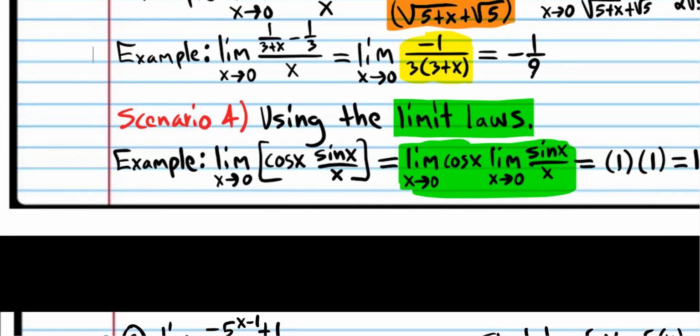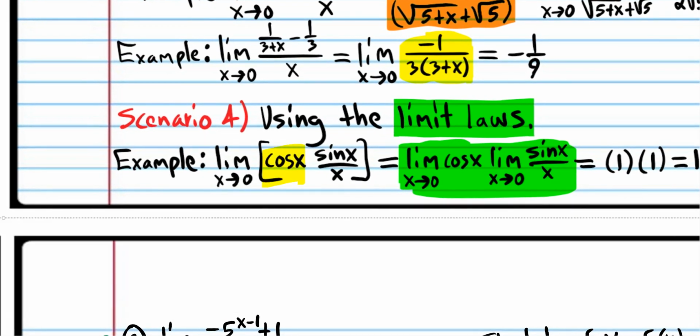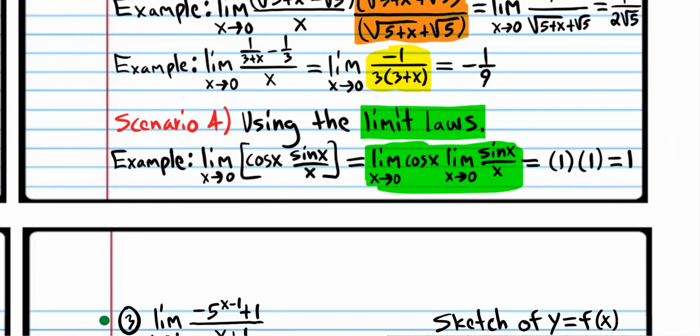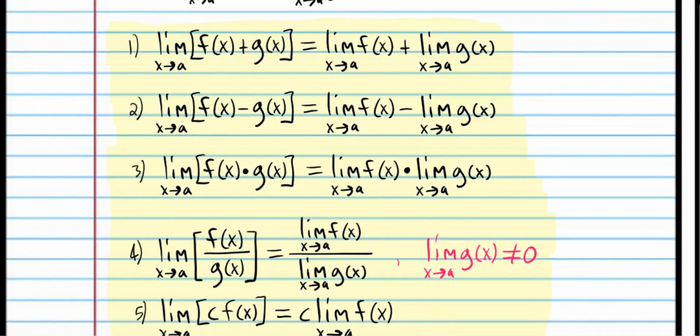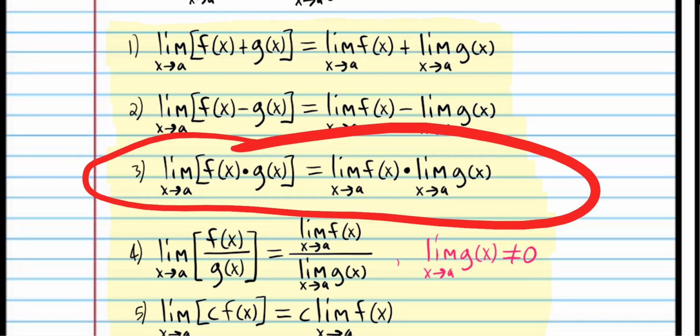We can also use the limit laws. Here we have the limit of one expression times another expression, and limit law number 3 tells us that that limit is equal to the limit of the first expression times the limit of the second expression. So again, that's limit law number 3, which happens to be this one here. So those are all the different ways that we found the values of limits.